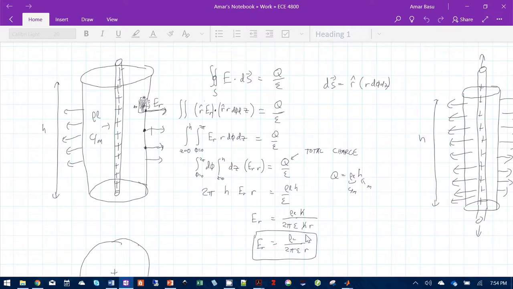You can't, but you can still use Gauss's law. That's right. Just like you have an infinite line of charge, you can't enclose it completely, but you can still apply Gauss's law. There's a couple different options.